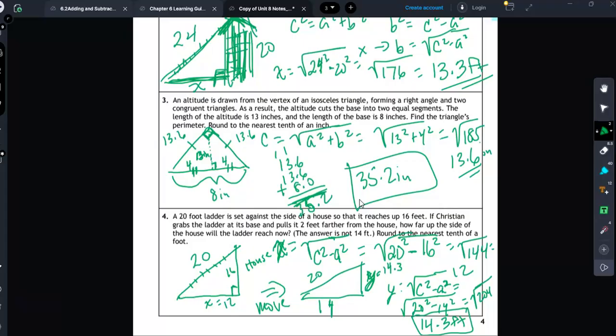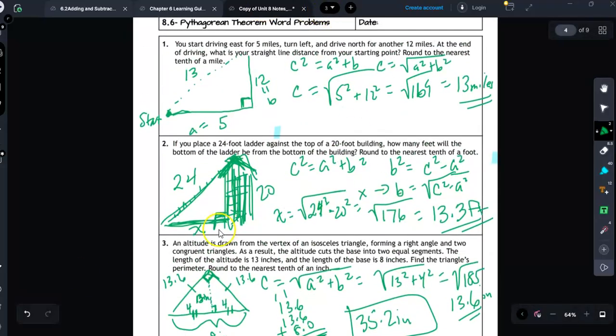Okay, let me post the Delta Math, but hopefully just make sure you use either a dry erase board or paper, draw pictures, and ask me questions.